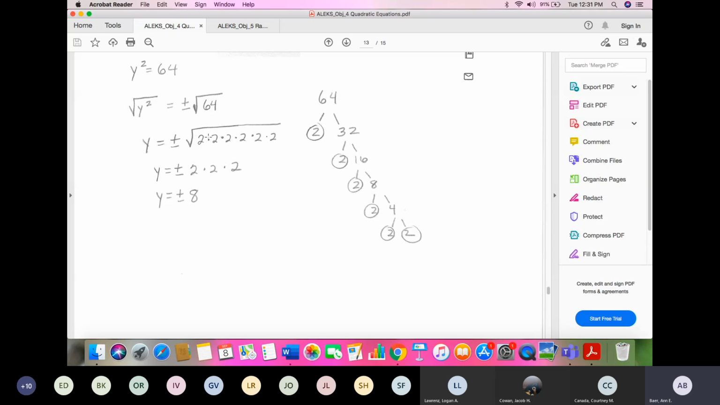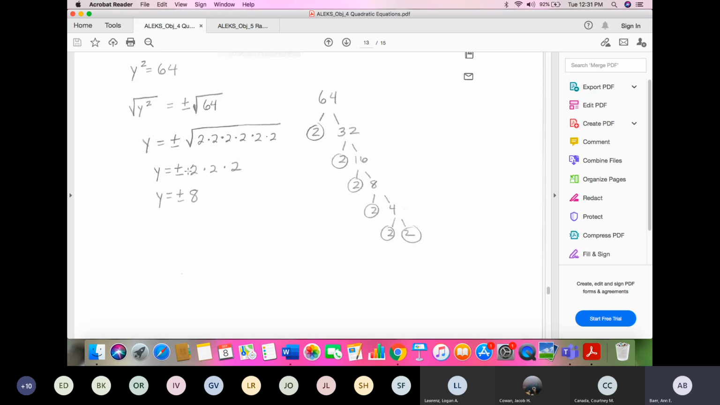You can also think of this as 2 times 2, which is 4, and then say, what's the square root of 4? 2. 2 times 2 is 4. The square root of 4 is 2. Whatever works for you.